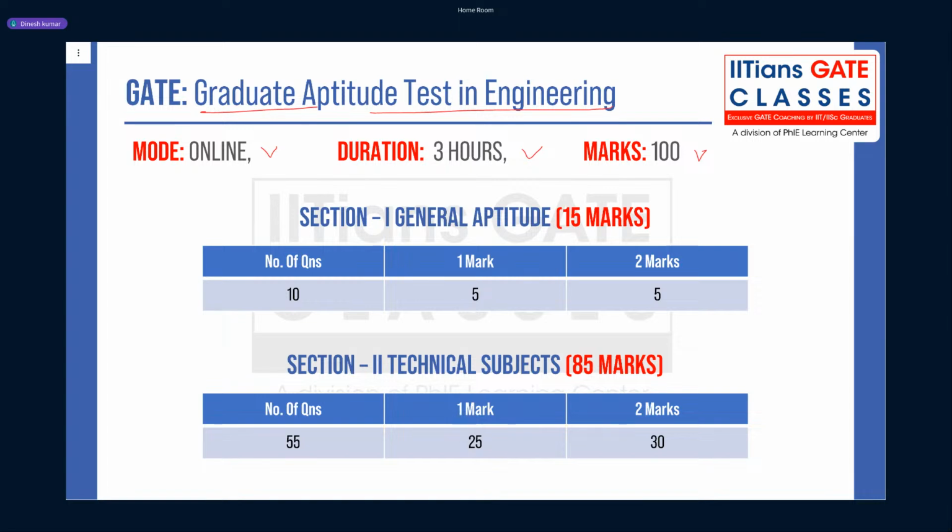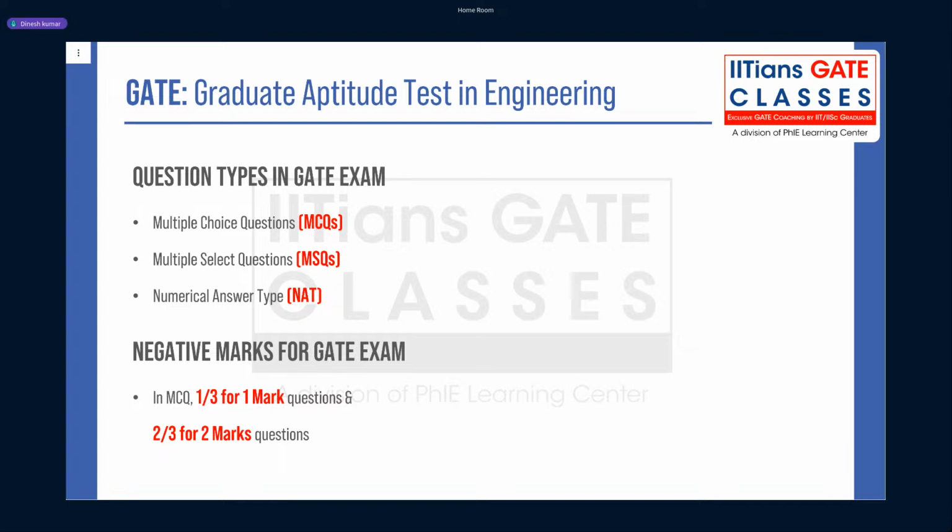There are two sections: general aptitude, all of you know, for 15 marks, and technical subjects for 85 marks. There are 10 questions from general aptitude, 5 for 1 mark and 5 for 2 marks. And there are 55 questions from technical, 25 questions for 1 mark and 30 questions for 2 marks.